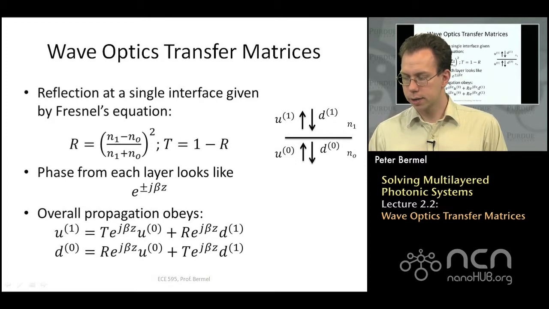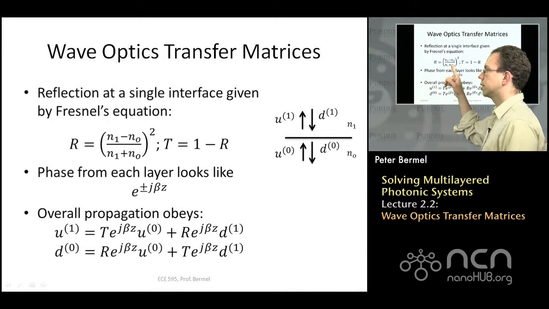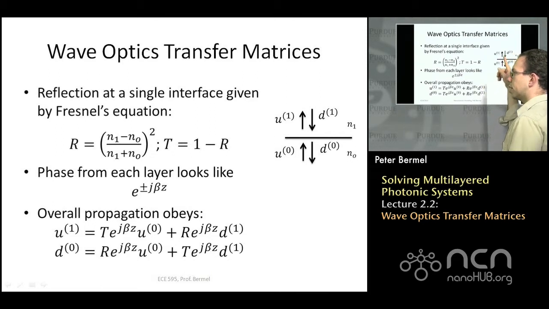how to calculate what happens at a single interface if we have two semi-infinite regions. In particular, at normal incidence Fresnel's equations are given by the following expression: the difference of the refractive indices between two media divided by their sum, and then that quantity squared. And of course, if it's non-absorbing media, then transmission must be 1 minus the reflection. You can see here schematically what's happening.